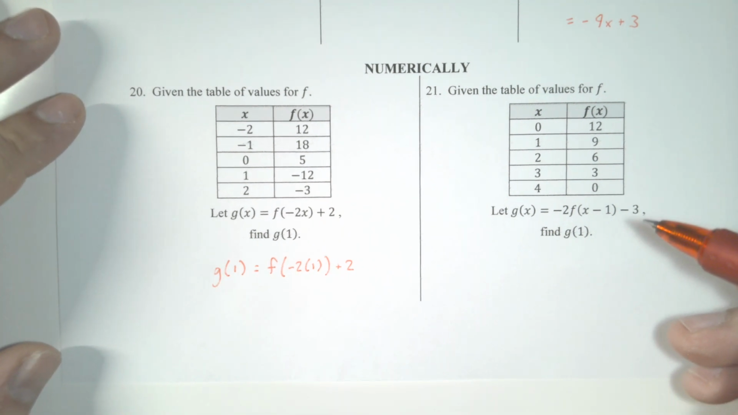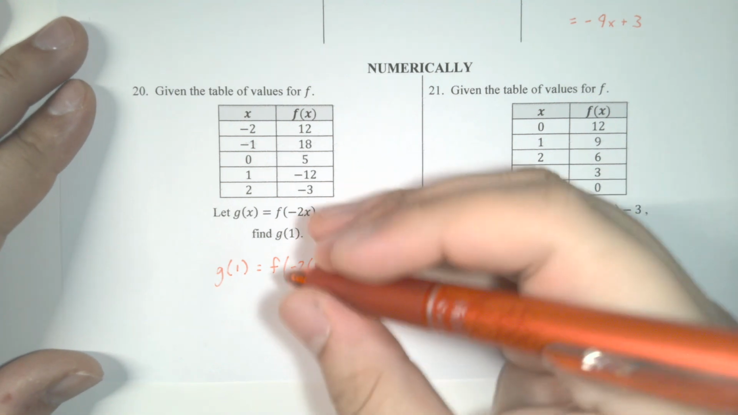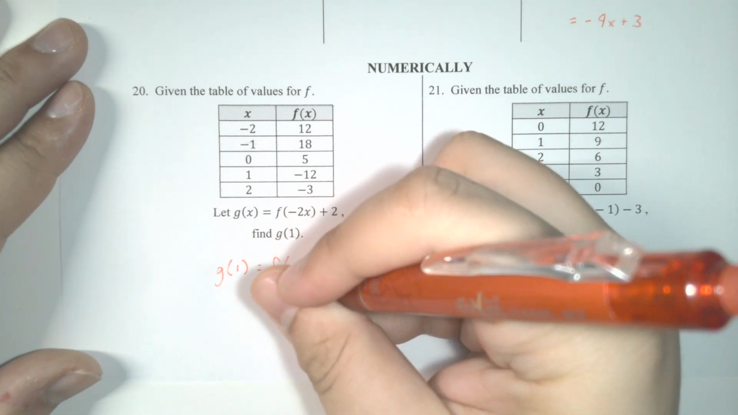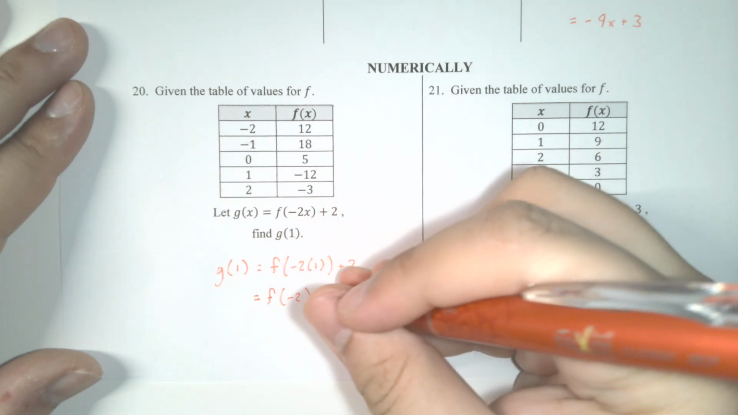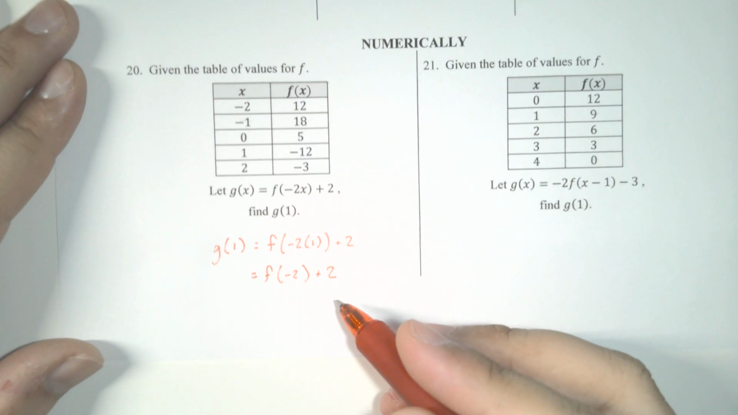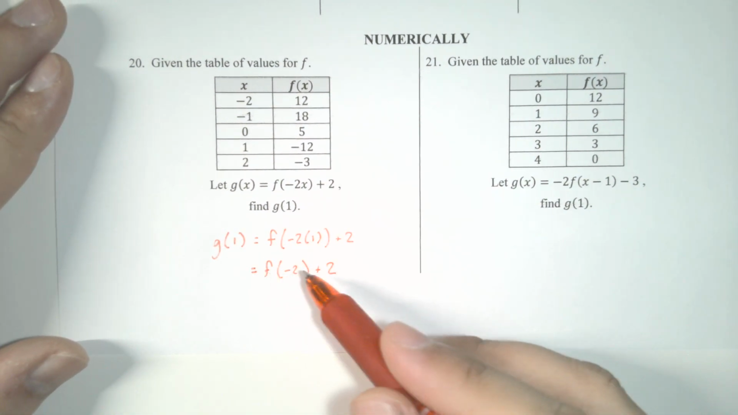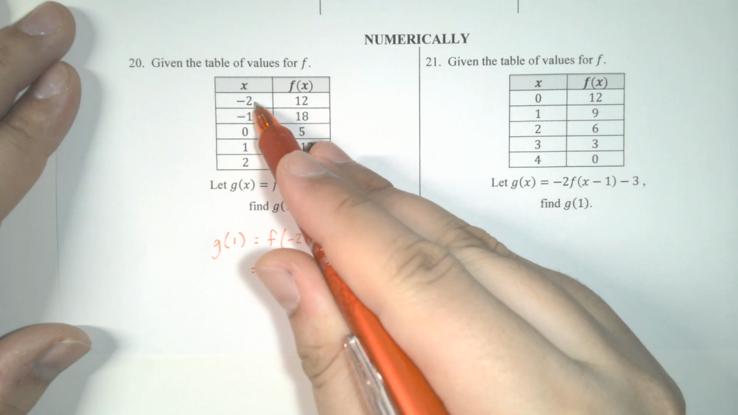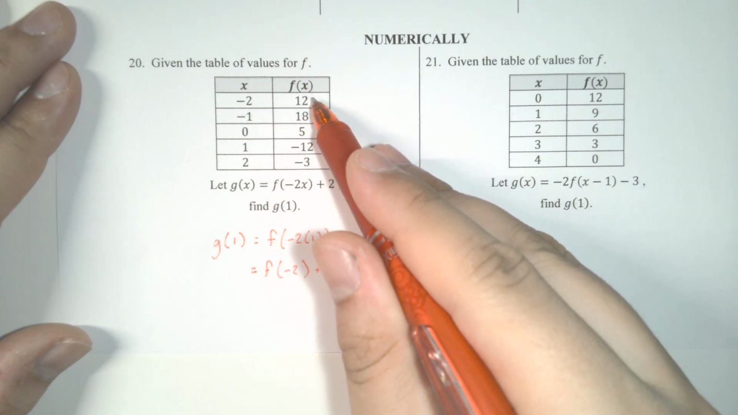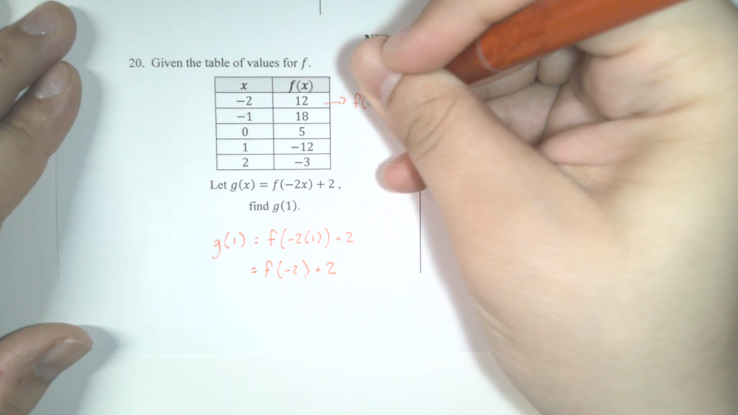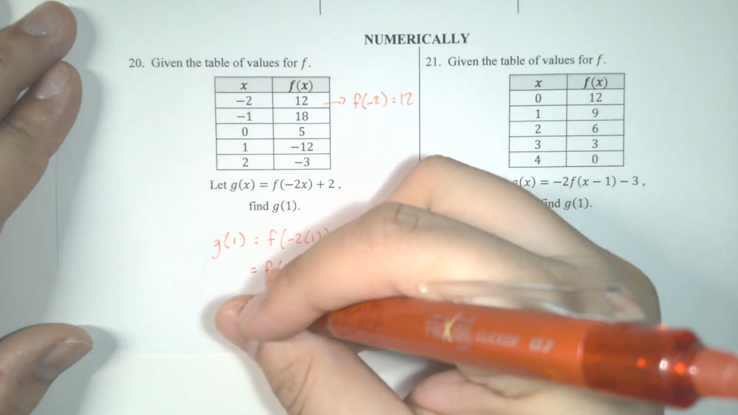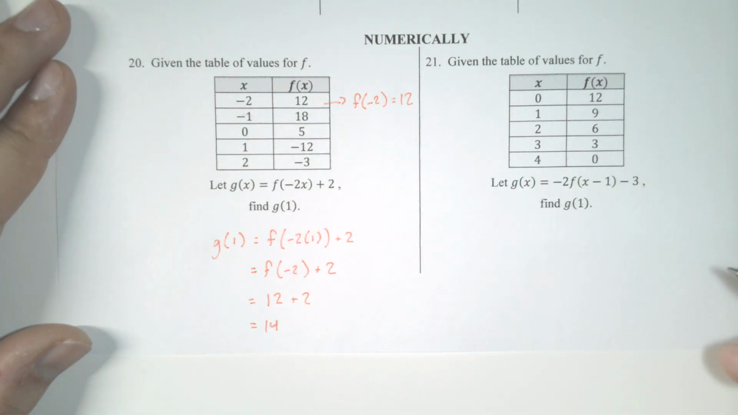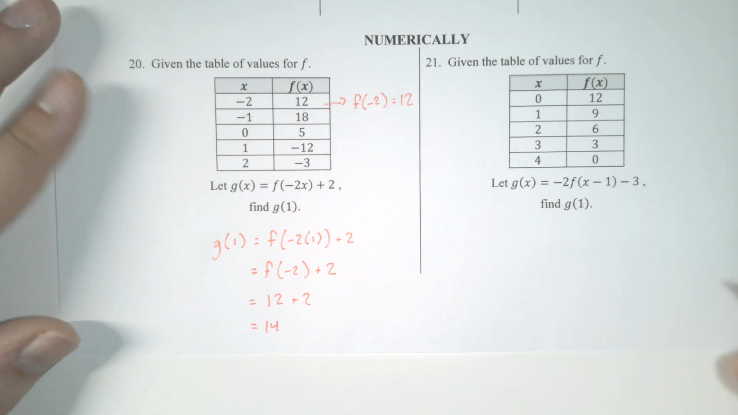So please understand how to do this and follow along. But negative 2 times 1 is just negative 2. And then we have plus 2. And now that we know we have to figure out f of negative 2, that's when we look at our chart here. So what is f of negative 2? F of negative 2 is when x is equal to negative 2, f of x is equal to 12. So this is equal to 12 plus 2, which is 14. And that's all we have to do.